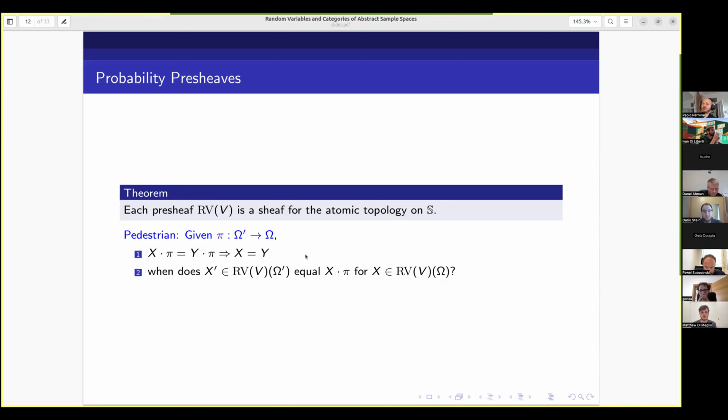So to say that this is a sheaf, what it means in brief is if we have two random variables and we see that they are equal on a larger sample space, they must already have been equal to begin with. So these restriction operations are, well, this is a separateness condition, and then the other part of the sheaf condition tells us the opposite. If we have a random variable on a larger sample space, when does it actually come from a restricted sample space? And these things turn out to work rather nicely.